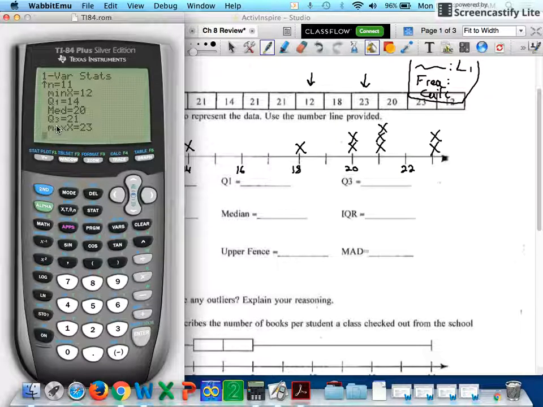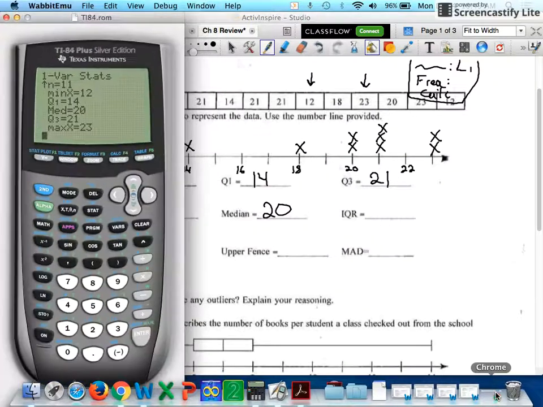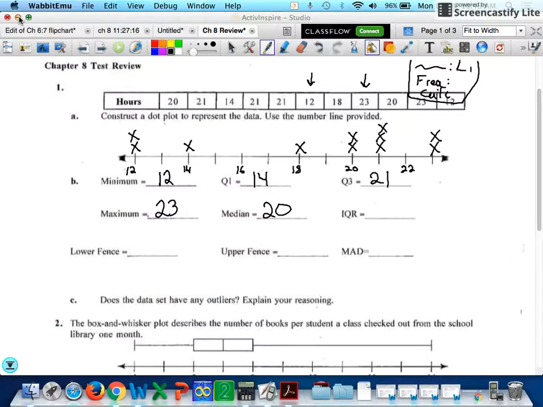Okay, so Q1 was 14. My median was 20, and my Q3 was 21. Just double check that, make sure I got it all right. Okay, max 23, min 12, just like I thought. And now we're ready to keep answering some other questions.